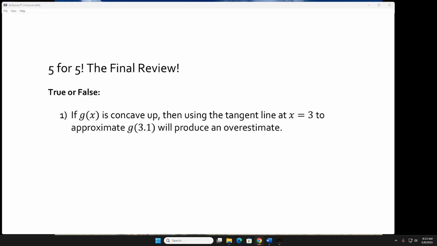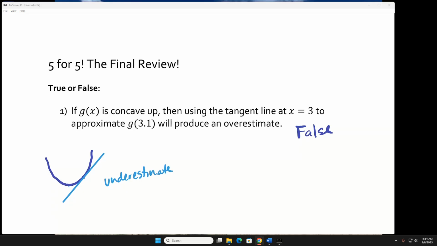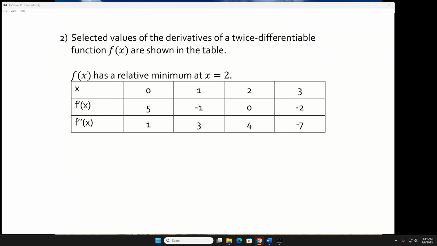Okay, so hopefully you guys said false. If we think concave up, and we'll say 3 is about right here, and we draw the tangent line, that tangent line will be equal at 3, but everywhere else it's going to be less than g. So if we use this line to make a prediction, it's going to be a little bit too small. All right, so hopefully you guys got that. Let's look at number 2.